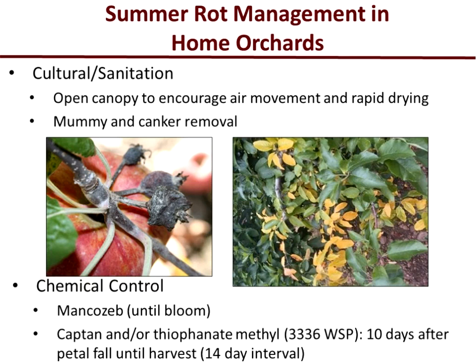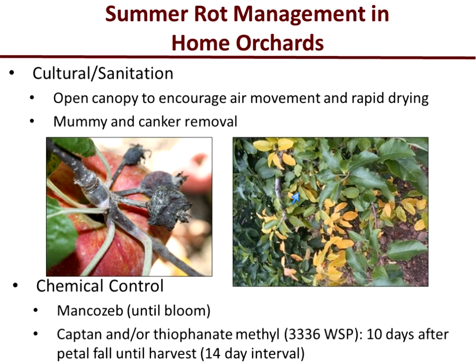To manage your summer rots, there's a few steps you can take. First of all, this pathogen overwinters in mummies, as you see here on the left. These are little fruit mummies that are more prevalent on some cultivars than others. Removing these with pruners or just plucking them off with your fingers and removing them from your tree area will definitely help reduce the fungal population in your home orchard. Here on the right, these leaves are yellow because there was a canker in the scaffold. Again, the pathogen can overwinter in these cankers, so you want to try to cut these branches out and remove those.